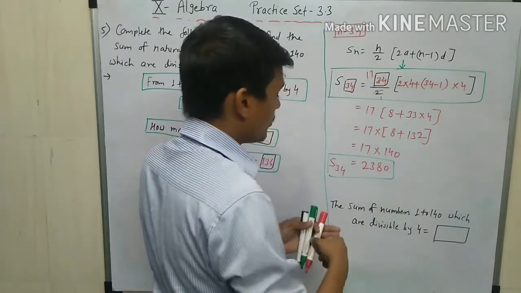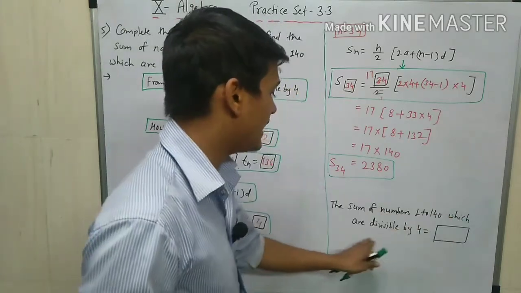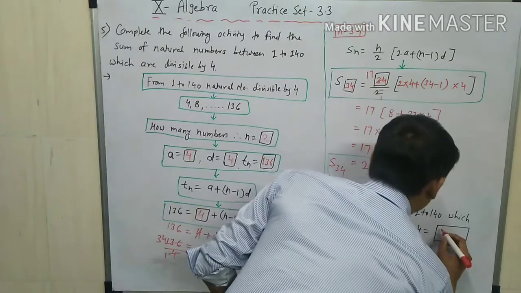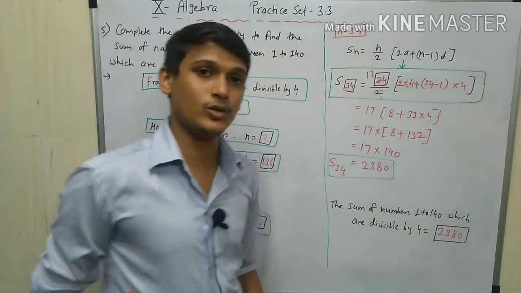Understood? Now what is the question? The sum of the numbers from 1 to 140 which are divisible by 4. We can write here 2380. Understood?